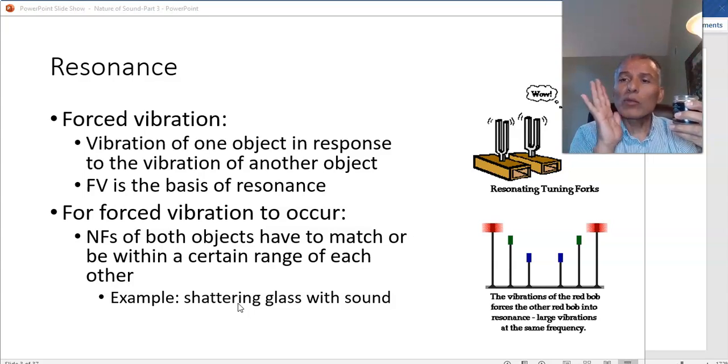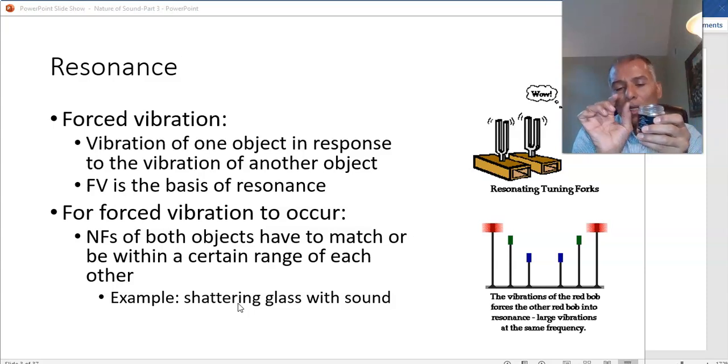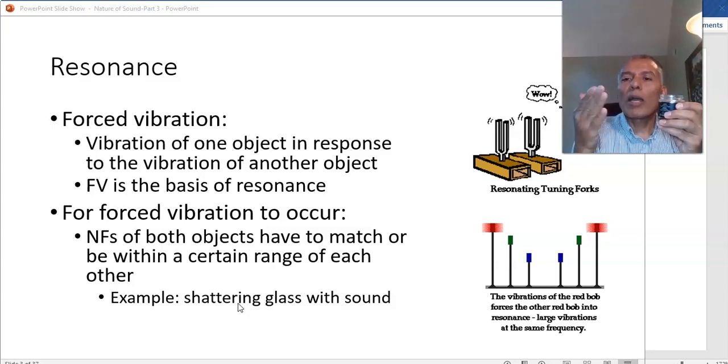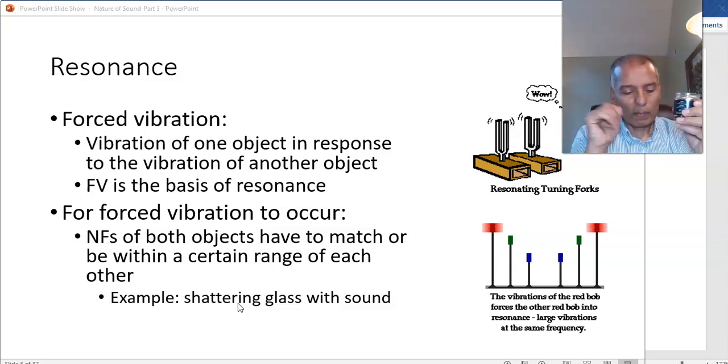So when you say if that was 550, this is 550, and you keep going higher and higher, and you apply exactly 550, the glass is not going to shatter because the walls are going to go back and forth in the same manner as the sound waves, and that would not break.